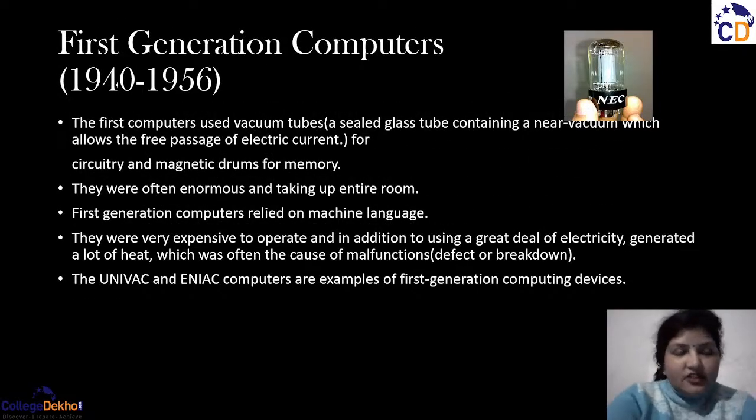with the first generation, which is between 1940 and 1956. The first computers used vacuum tubes. Earlier we didn't have integrated circuits. They were introduced after this, but earlier we didn't have integrated circuits or VLSI chips or silicon chips, right? We used to have vacuum tubes, like the one I have shown you, right? Vacuum tubes allow free passage of electric current for circuitry, and magnetic drums were used for memory.